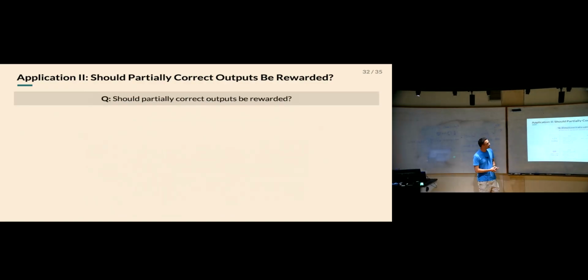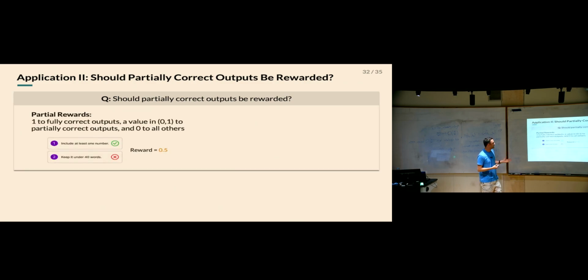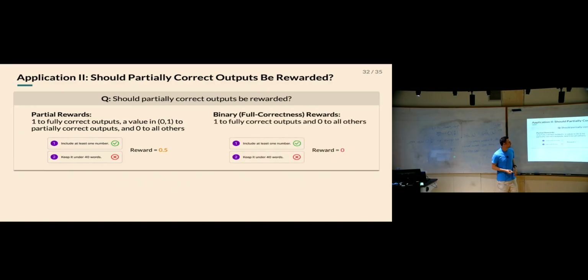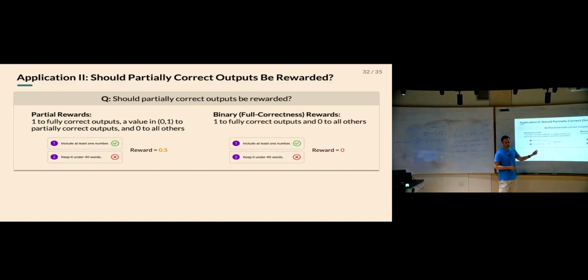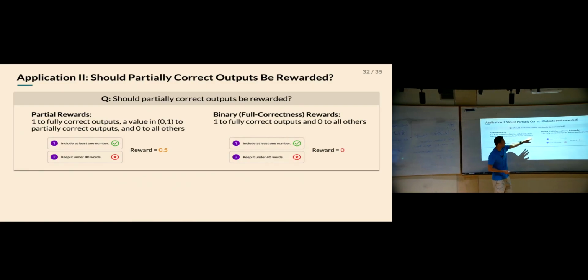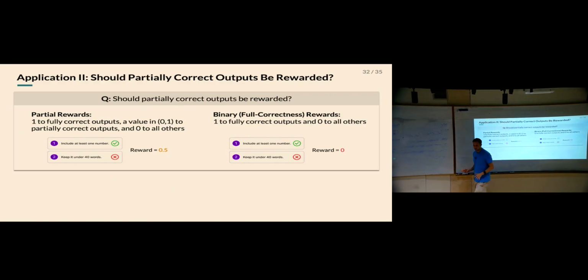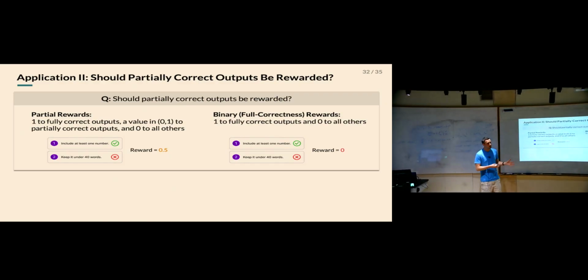And in these cases, the question that arises is whether we should reward partially correct outputs. One paradigm can be, yes, let's give a reward of 1 to fully correct outputs, some intermediate value to outputs that are partially correct, let's say they satisfy only one of the two constraints, and 0 to others. The other potential paradigm can be to give only binary rewards. Only fully correct outputs receive a reward of 1, everything else a reward of 0. Which one should we choose?